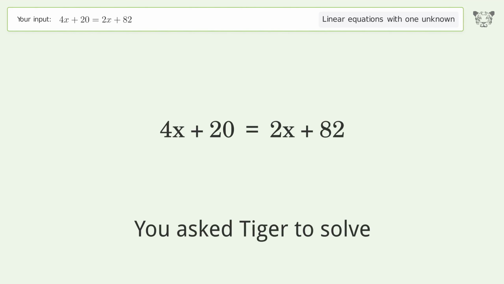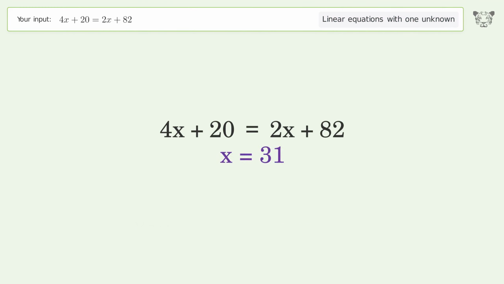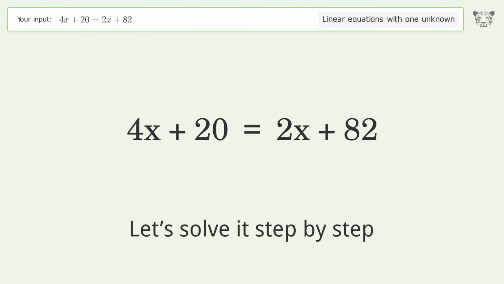You ask Tiger to solve this. This deals with linear equations with one unknown. The final result is x equals 31. Let's solve it step by step.